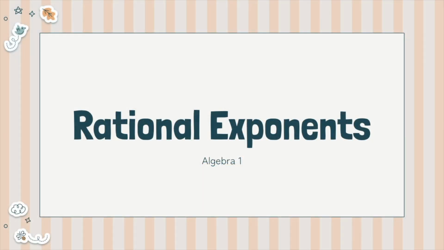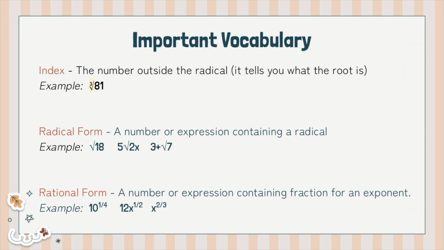Today we're going to be talking about rational exponents, so let's get started with some important vocabulary. Here are a few terms that we need to know. The index is the number outside the radical. It tells you what the root is. So for example, when we've got a cube root of 81, the 3 is the index, letting you know that it is a cube root.